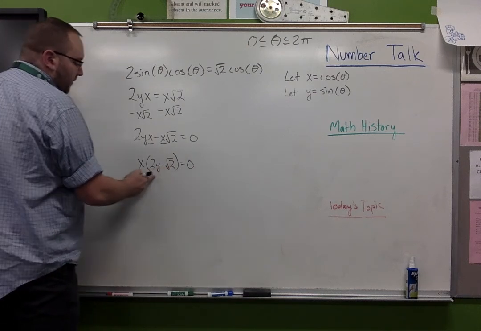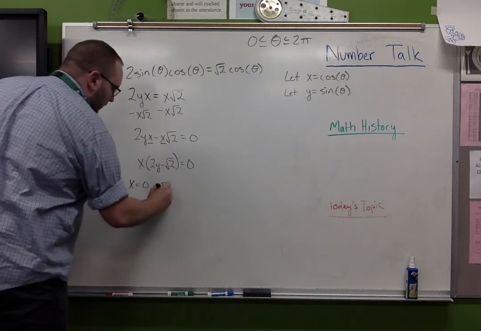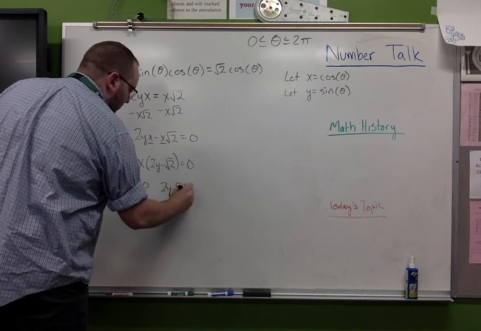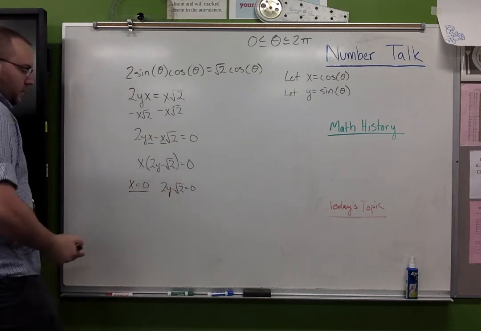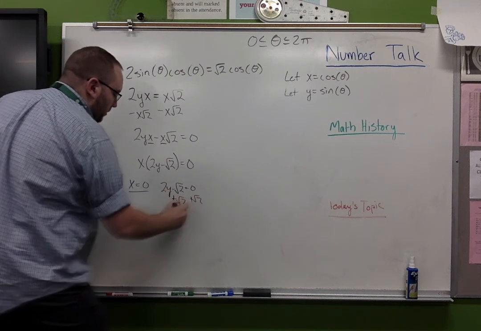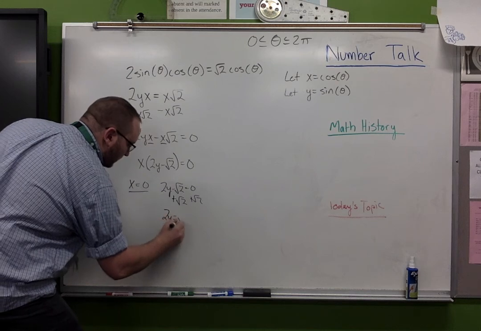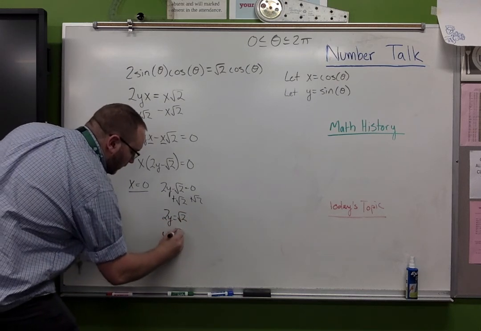Now, when we have our factors, we set each factor equal to 0. So x equals 0. And 2y minus square root of 2 equals 0. So we're good here. We're going to stop there. Now we're going to get y by itself. Plus square root of 2. So 2y equals the square root of 2. Divide by 2. Y equals square root of 2 over 2.